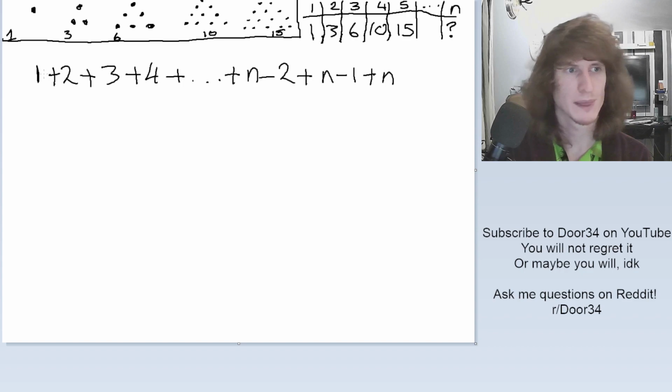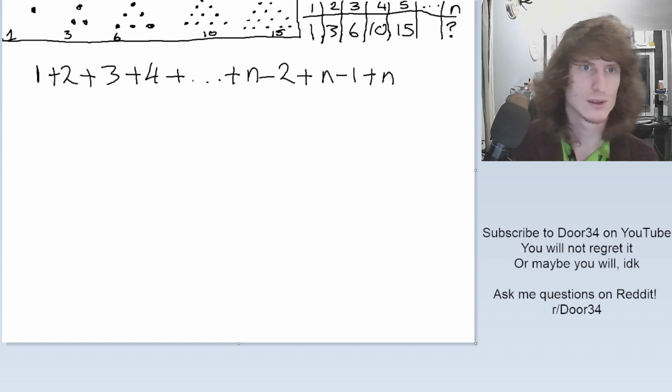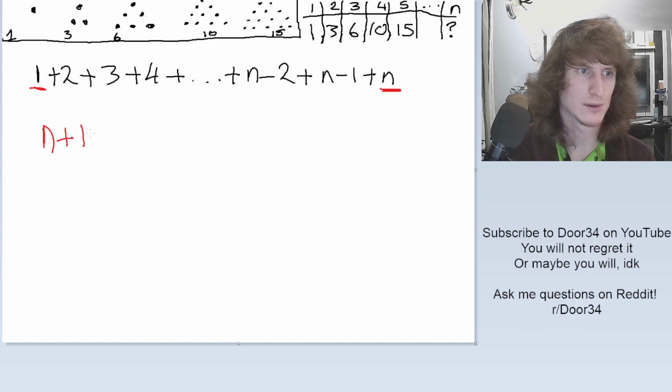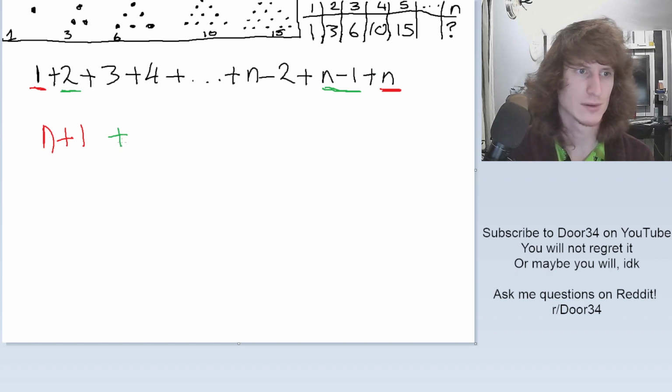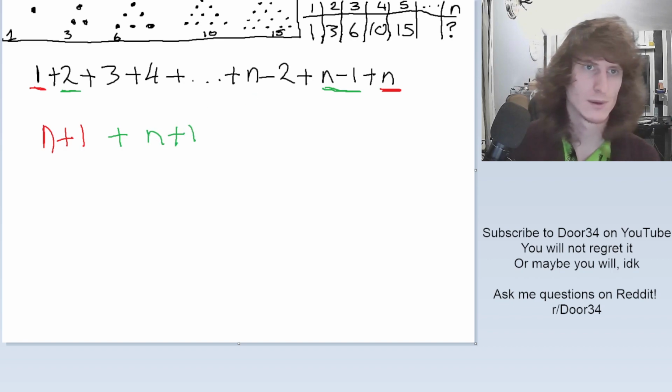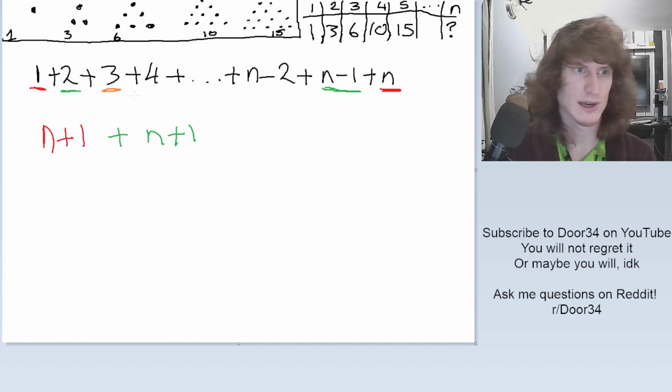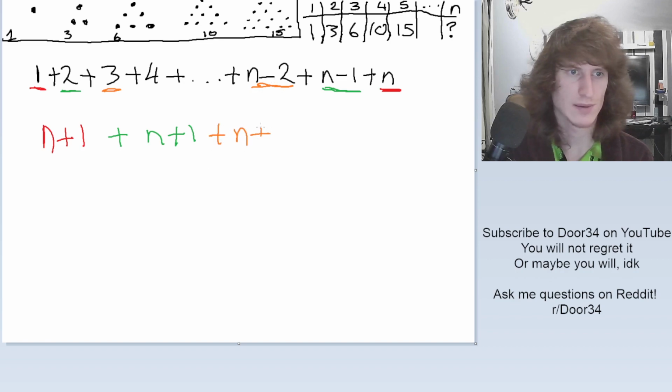So what I'm going to do is I'm going to take this first term here, let's underline this guy in red, I'm going to add it to the last guy, so I get n plus 1 from that. Let's do this one in green. I'm going to do the same thing for the second term and the second to last term. So if I add 2 to n minus 1, then I get another n plus 1. And if we do this again for the third term and the third to last term, then I get the same thing again.